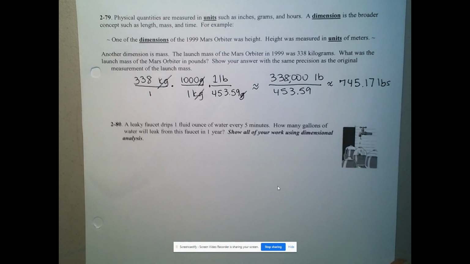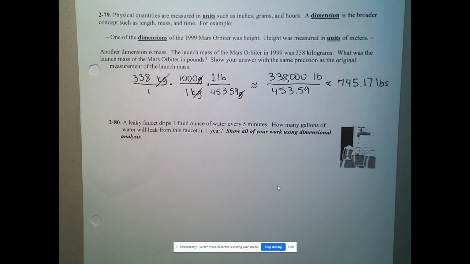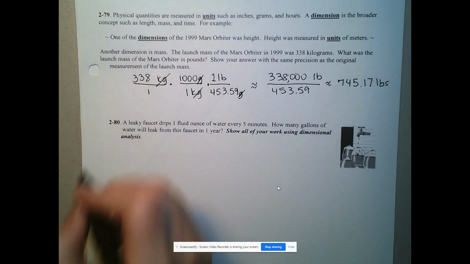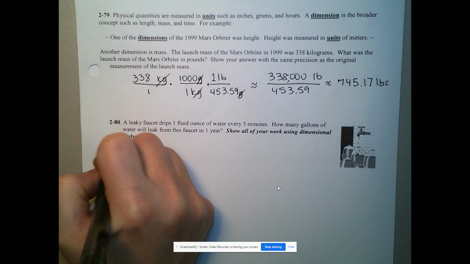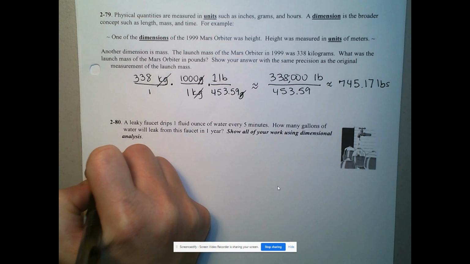Last question. A leaky faucet drips 1 fluid ounce of water every 5 minutes. How many gallons of water will it leak in a year? So there's a lot of conversions. This is one of those problems where you would never be able to keep track of whether you multiply or you divide, whether or not you've done all of the conversions necessary, unless you're writing them down. So first thing we're going to write is 1 ounce every 5 minutes.